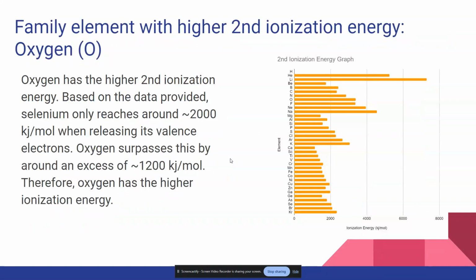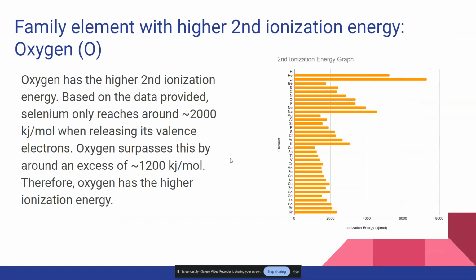I identified the family element with the higher second ionization energy to be oxygen. Oxygen has the higher second ionization energy. Based on the data that was provided, selenium only reaches around 2,000 kilojoules per mole when releasing its valence electrons.